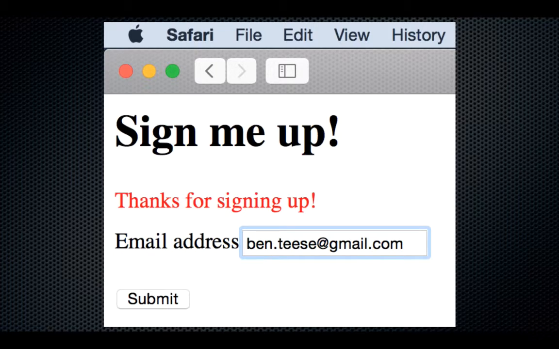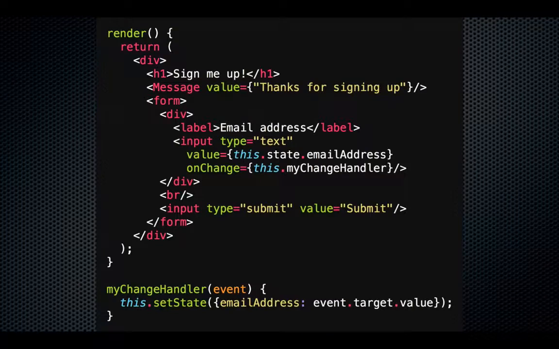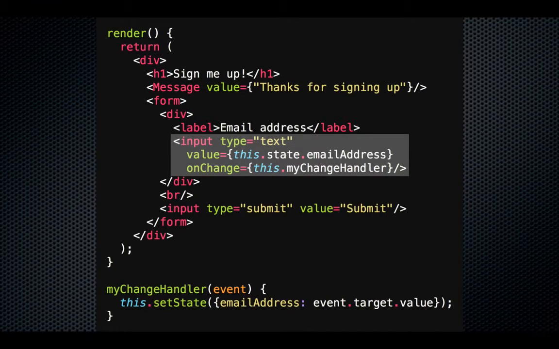Let's look at a more solid example. Say that on our sign me up form we want to keep track of what the email address is because we're going to want to send it to the server soon. How do we do this? Well, we'll go to our input for that email address field and we're going to bind it to a value. We're going to set a property called value, and that is a property called email address on an object called state on the component. And state is a special object.